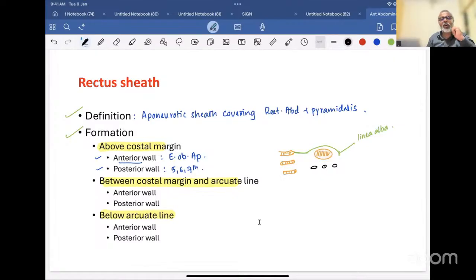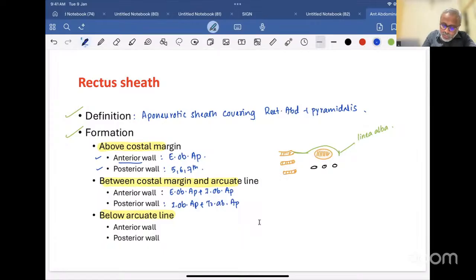Then, between the costal margin and the arcuate line, how is it formed? So, anterior wall is formed by the external oblique aponeurosis plus internal oblique aponeurosis. These two aponeuroses fuse to form the anterior wall. How? We will see. What about posterior wall? Remember, the posterior wall is formed by the internal oblique aponeurosis plus transversus abdominis aponeurosis. How? We will try to understand.